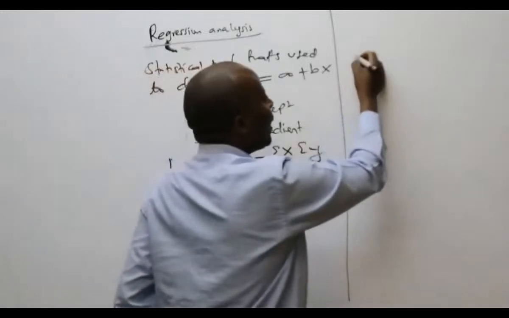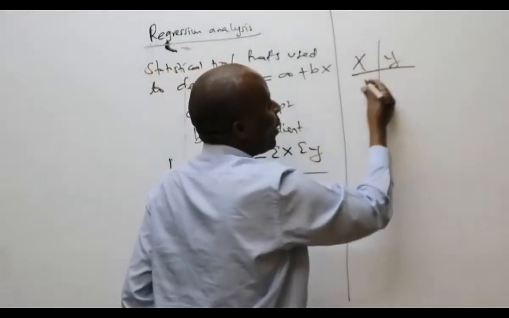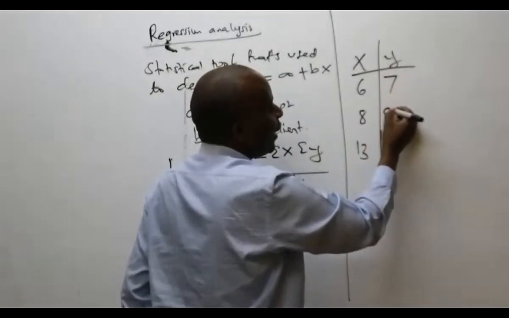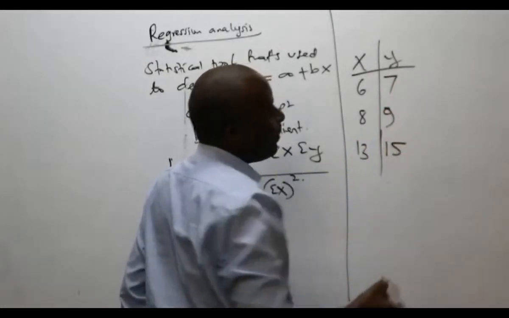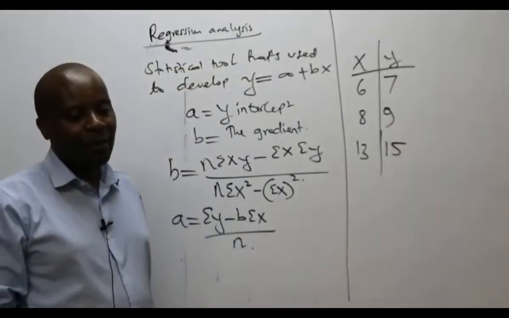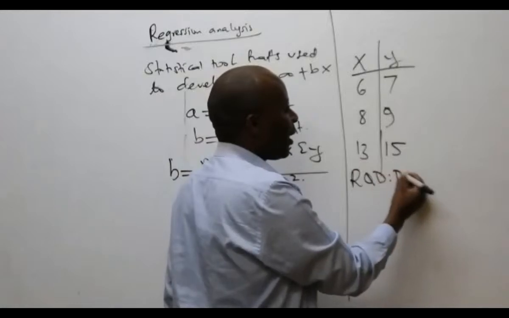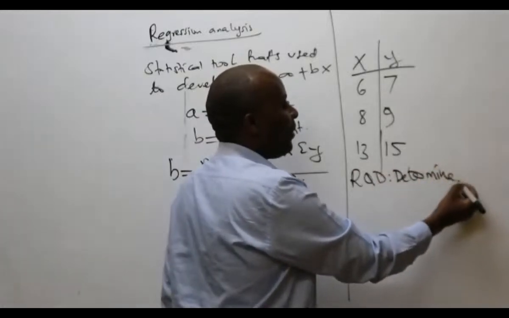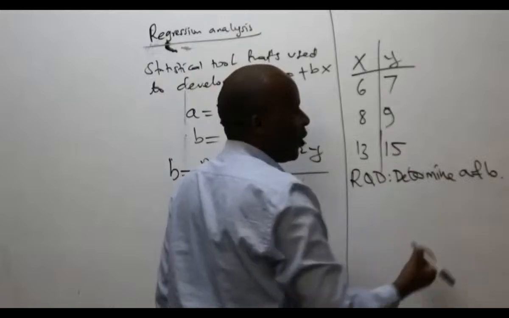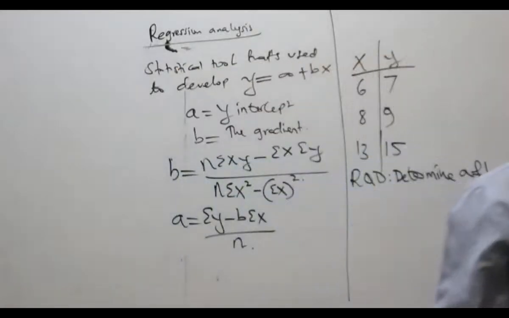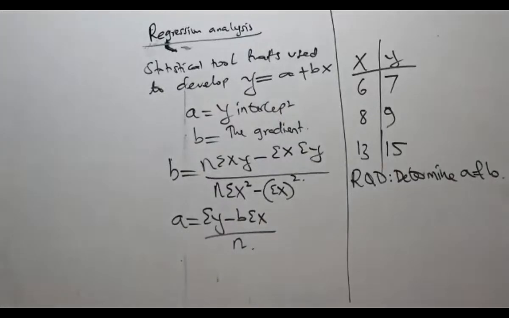If you're given here X and Y, perhaps they give you 6, 8, perhaps 13 there, and then we have 7, 9, and maybe 15 there, right? And then, ladies and gentlemen, you are required here to determine A and B using regression analysis.